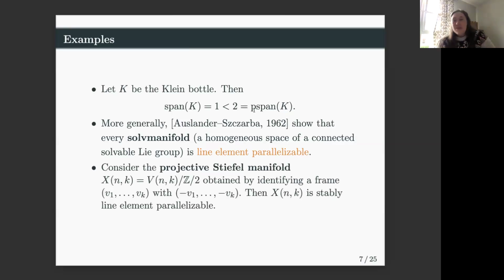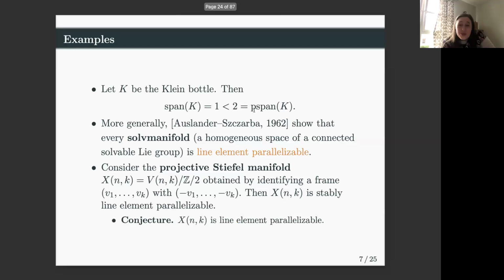And there's another cool example I wanted to bring up. You have this projective Stiefel manifold. So we have this Stiefel manifold from before, and this time you quotient out by this Z2 action where you identify a frame with its negative. And you get this projective Stiefel manifold. It's known that this thing is stably line element parallelizable. So if you take the tangent bundle of the projective Stiefel manifold and add on some number of trivial line bundles, the whole thing will split completely into lines.